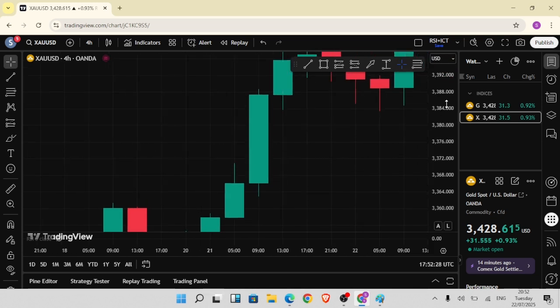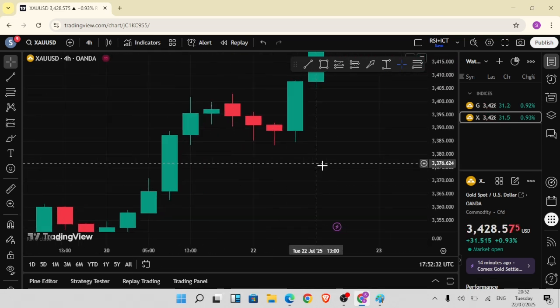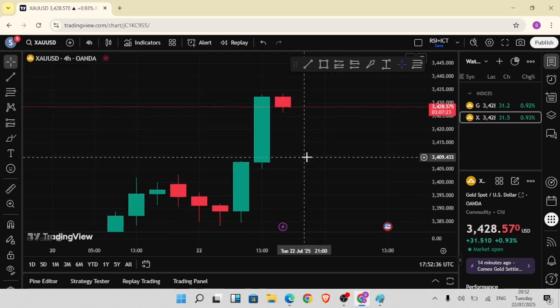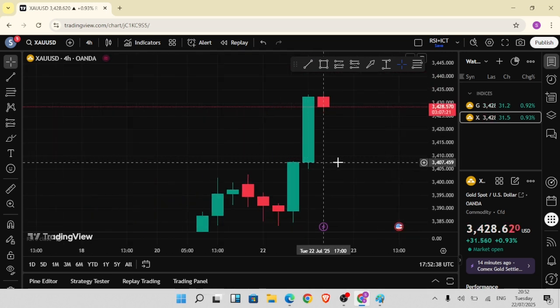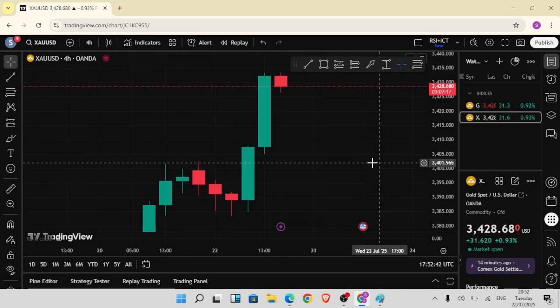Again, what if I told you that is all you needed for you to start trading? For you to start trading a live account with proper risk management, you will still make a lot of money.